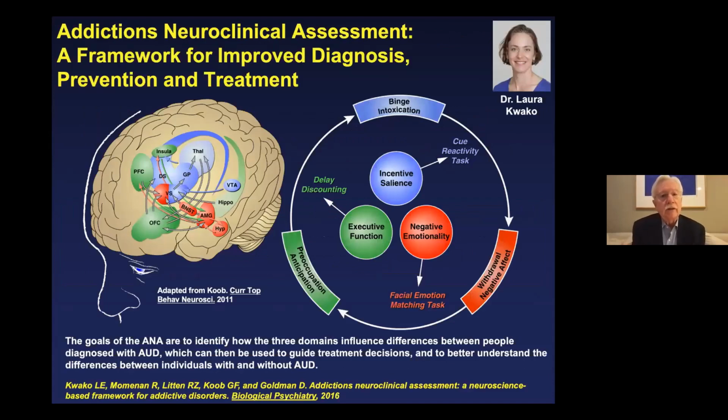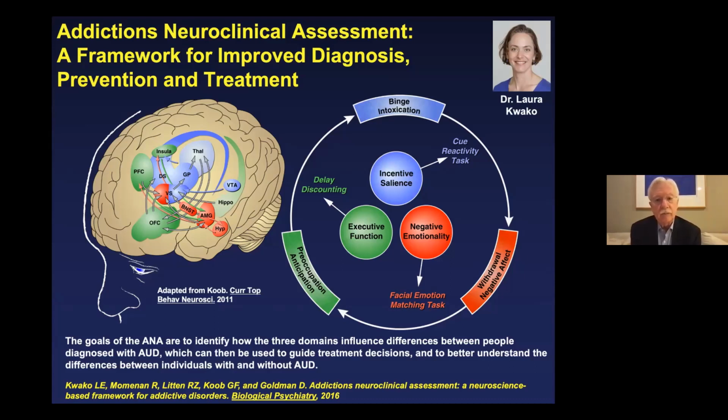So you may well ask, well, where did these stages come from and where do these domains come from? And are they really of relevance to the true phenotype of alcohol use disorder? And so at NIH a number of years ago, Laura Quacco led our team there in describing a framework for improved diagnosis, prevention, and treatment of alcohol use disorders. We call this addictions neuroclinical assessment.